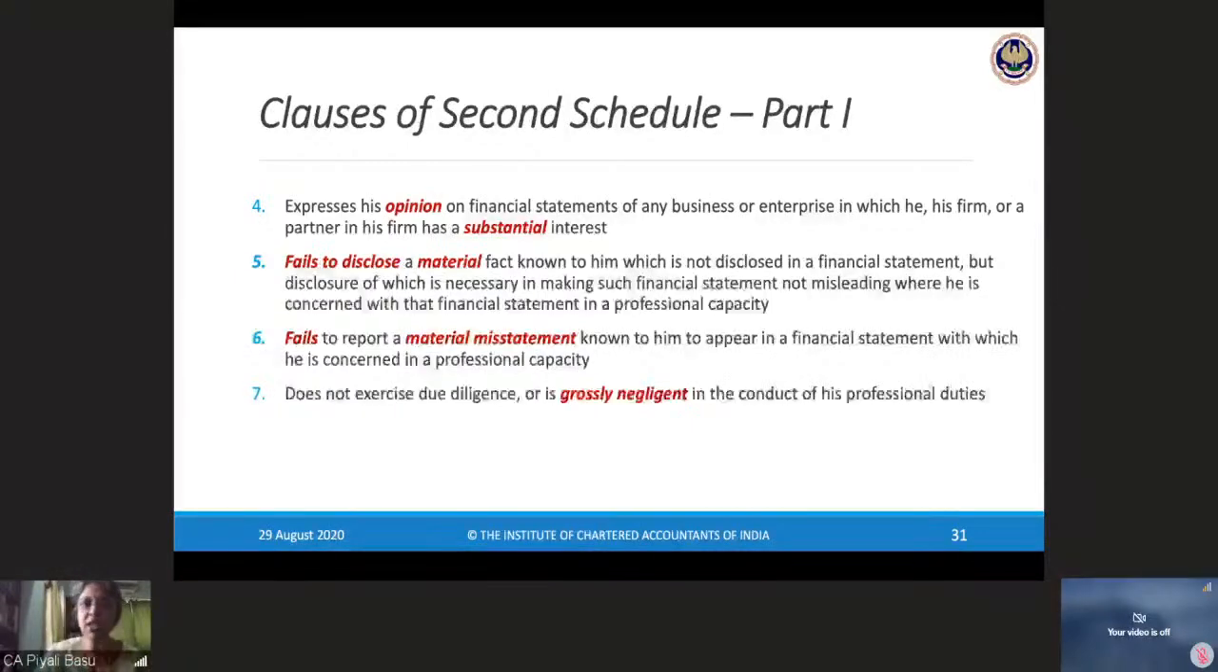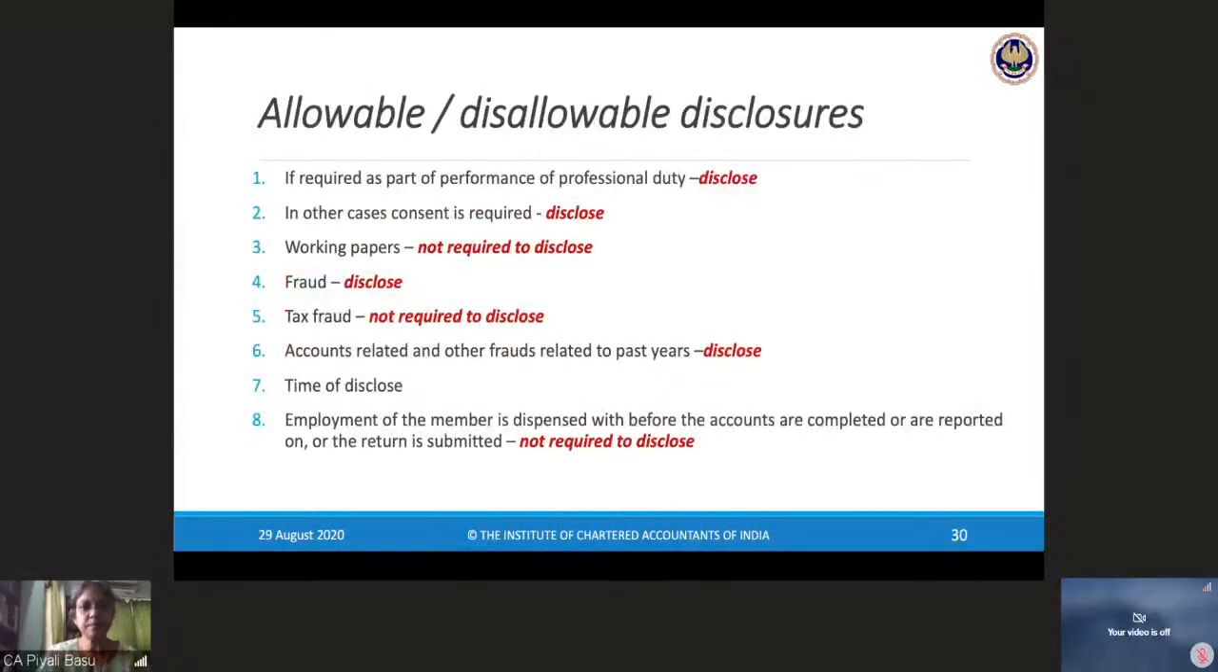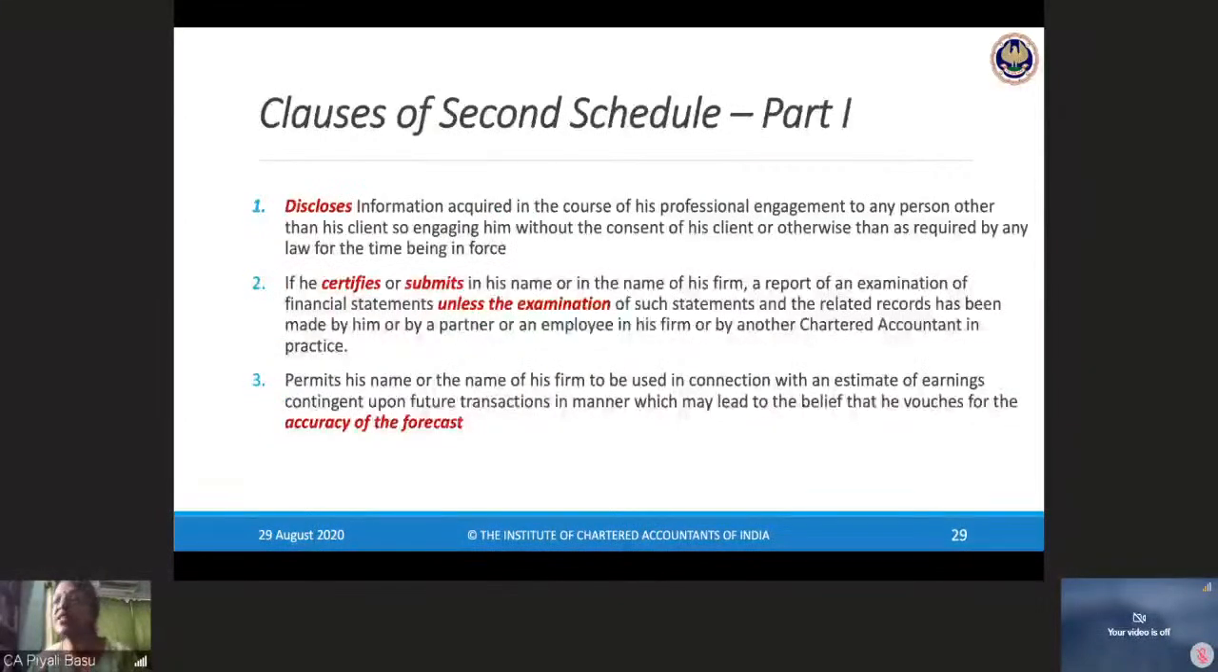But the clause says, I'm going back to the clause once more. The clause says that we vouch for the accuracy of the forecast. We do not vouch for the accuracy of the forecast. We always say that provided the prevailing situation prevails at that point of time in a year to come, whatever the projection period, 3 years projection period.